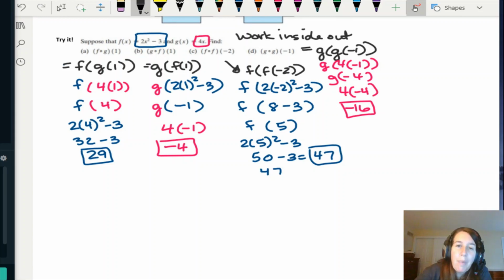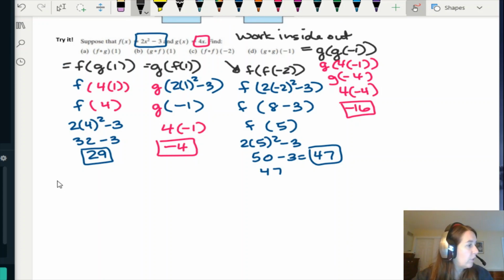So hopefully composite functions are making sense to you so far. And now we're going to look at composing the functions that we were just looking at, but leaving it in terms of x. So not plugging a number in, but creating a new function by function composition. So we're going to start with these same two functions. The functions we had were f of x equals 2x squared minus 3, and I'm going to write that always in blue. And g of x is equal to 4x, and I'm always going to write that in pink.